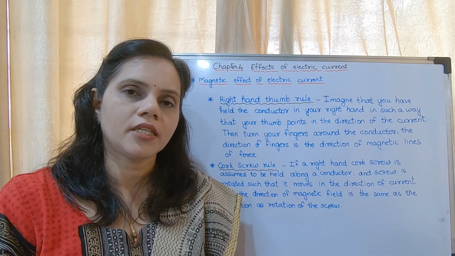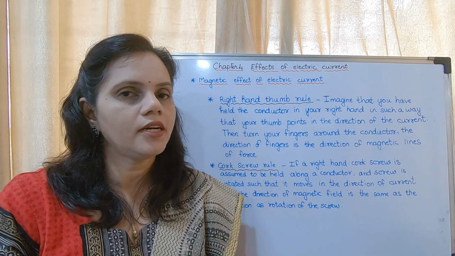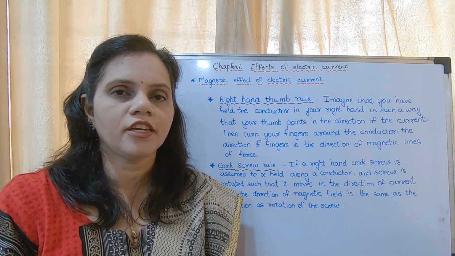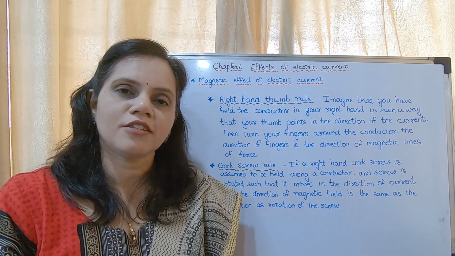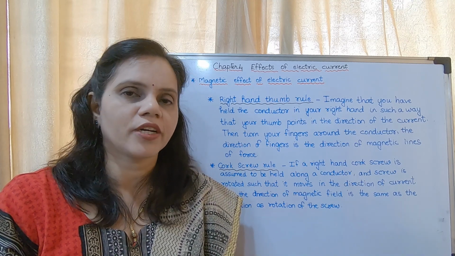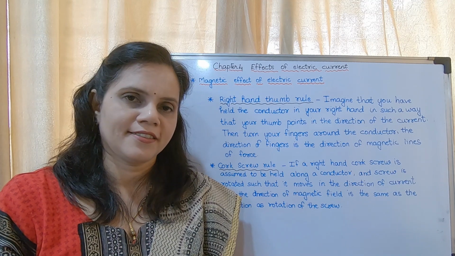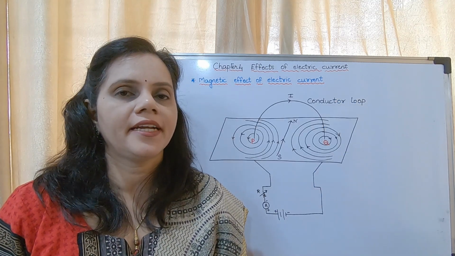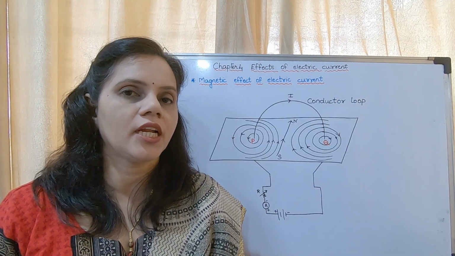Okay, now when you write the rule, it should be according to the textbook. You cannot write your own rule. Okay, it should be according to the textbook. You may mark it. Now the next is magnetic field produced in a circular loop.